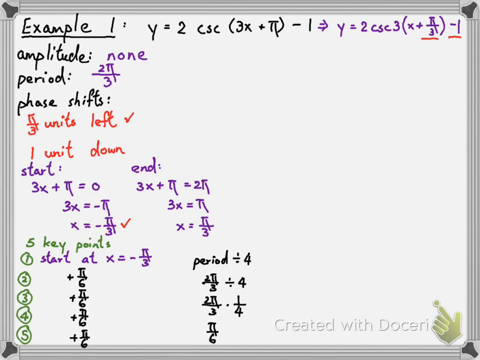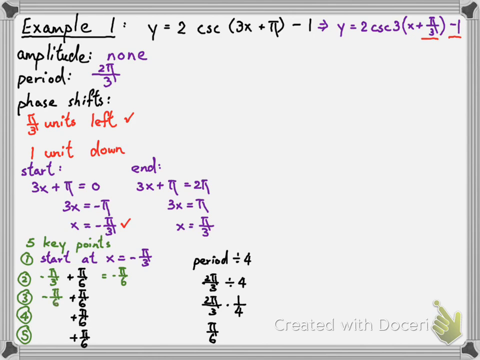So then we will have the first point start at x equals negative pi over 3. The second is negative pi over 3 plus pi over 6. We need to have the same denominator in order to perform addition or subtraction of fractions. So negative pi over 3 becomes negative 2 pi over 6. So then we have negative pi over 6.